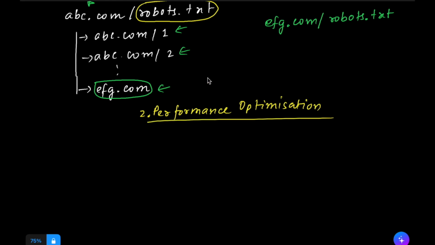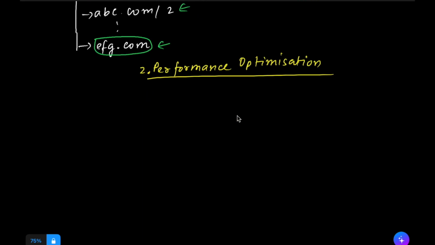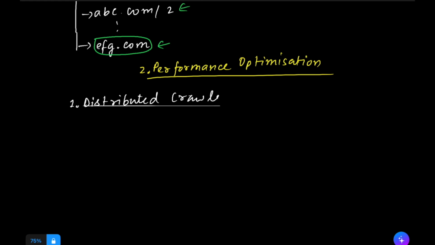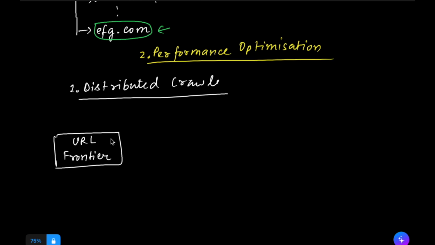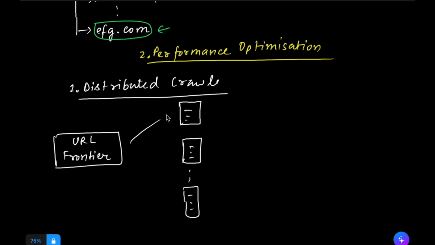For performance optimization, we follow certain procedures. One is the distributed crawl. For high performance, the crawl jobs are distributed across multiple HTML downloader servers. The URL frontier is basically a data structure which holds the URLs to be downloaded, and it distributes the URLs to multiple servers.